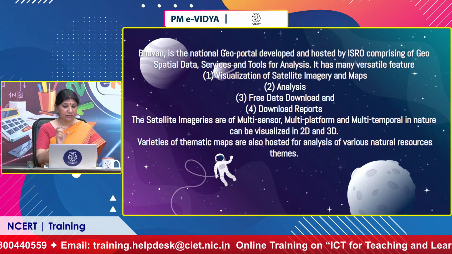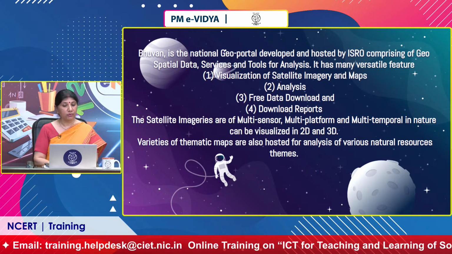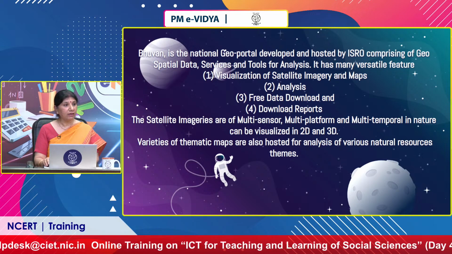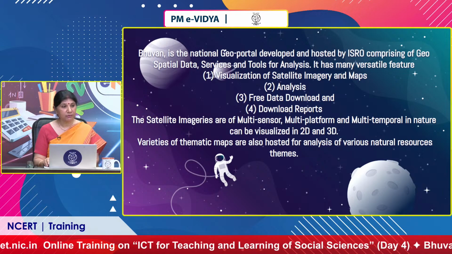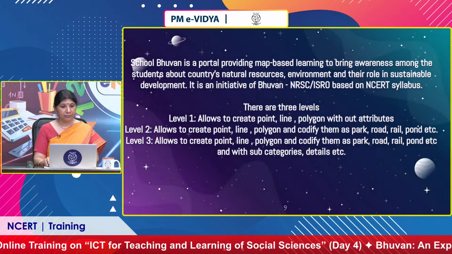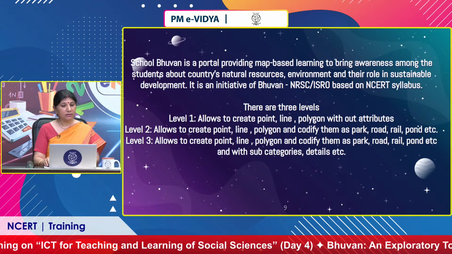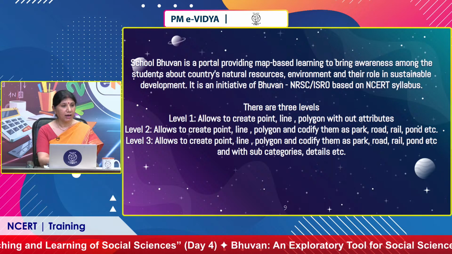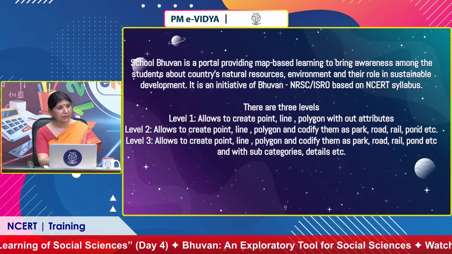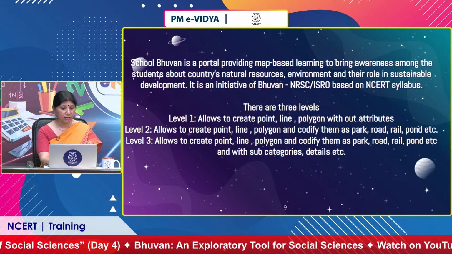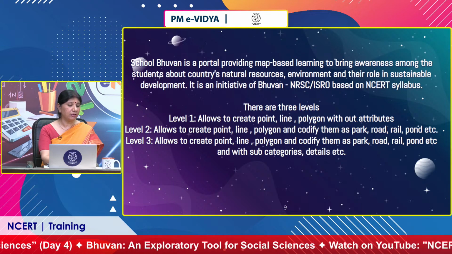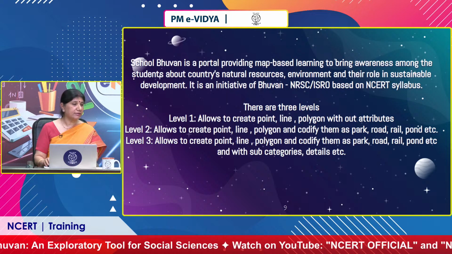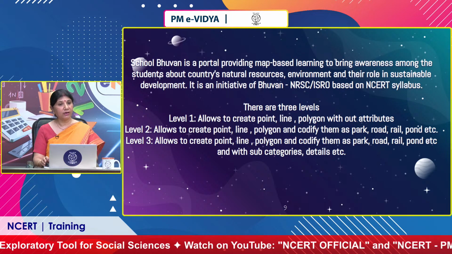Okay. So we can visualize all these satellite images in 2D or 3D. Different types of thematic maps are also available, and we can also develop our own thematic maps with the data available. Right. So it is a portal. So this is School Bhuvan. Yes, it is a portal which was developed in 2009, with very simple satellite images of a very low level of resolution. It was only 5-meter resolution at that time. Customized for the school students. Yes, School Bhuvan is customized for school students. Bhuvan in general is a very wide app.